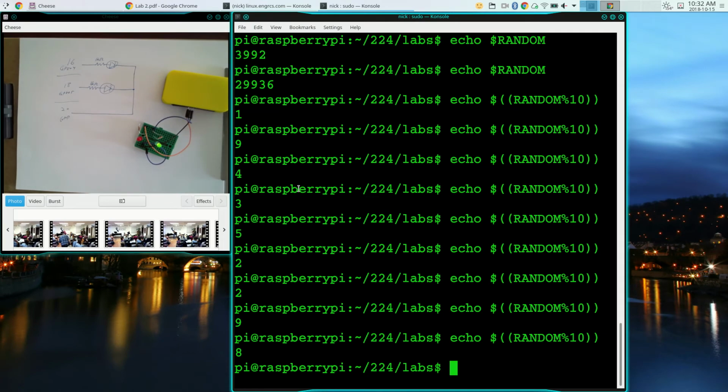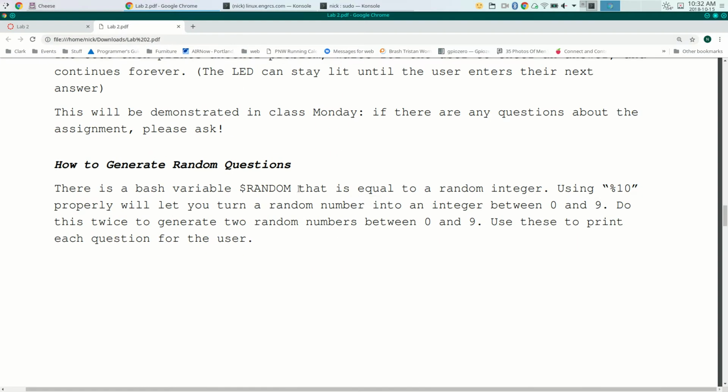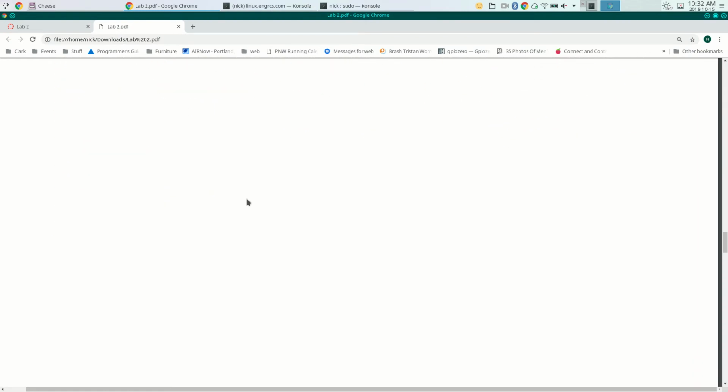But if you do this, it'll include 0, right? Because modulo can give you as low as 0, as high as 9. All right, so you can generate random numbers.